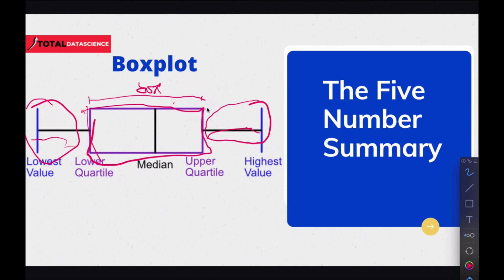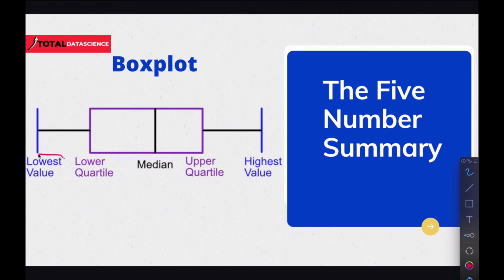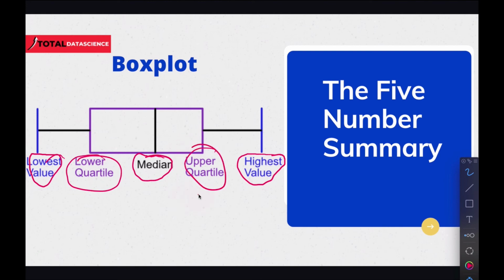So let's now relate this box plot to the 5-number summary. The lowest value in your data set is going to be placed here, and the highest value is going to be represented over here. The number in the middle, that's the median, is represented over here. We also have the lower quartile and the upper quartile. This is the Q3, and then the Q1. The median is also known as the Q2.